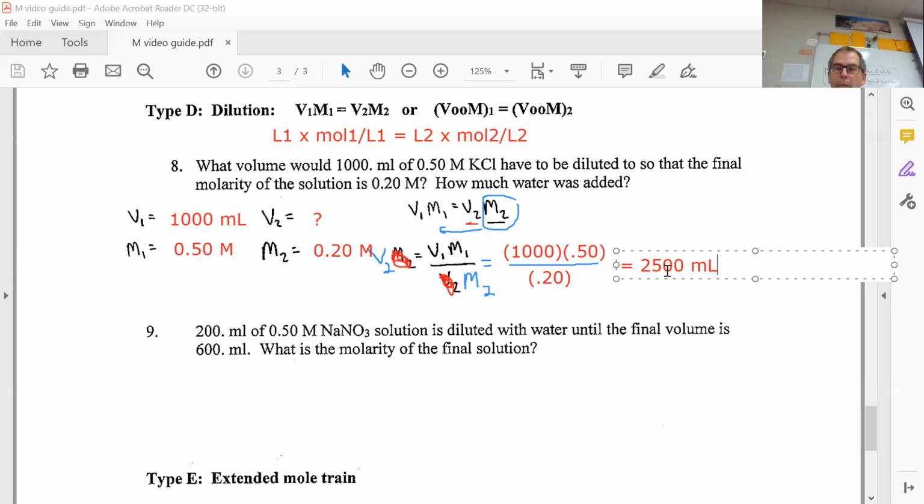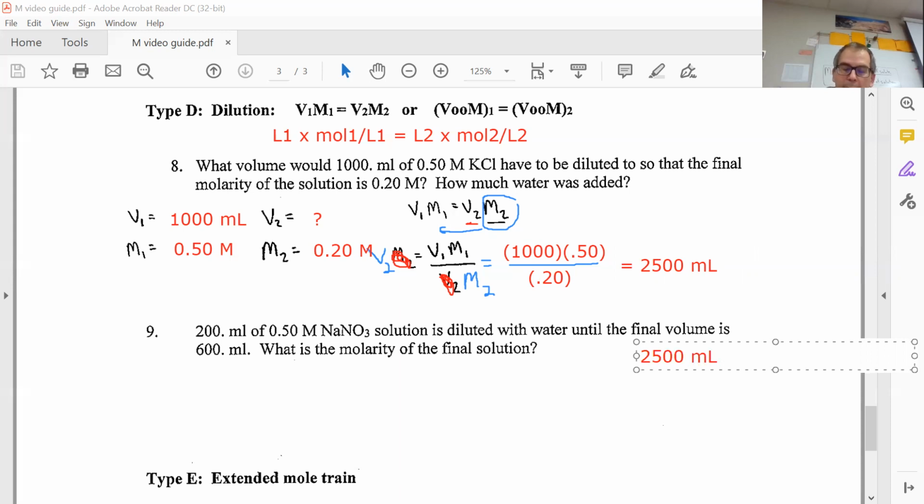There is one other part of this question. It says, how much water was added? So you can look at this number and say, I have 2,500 milliliters total at the end. And initially I had 1,000. I'll say that's initial.